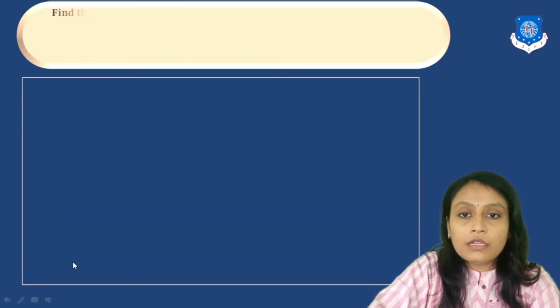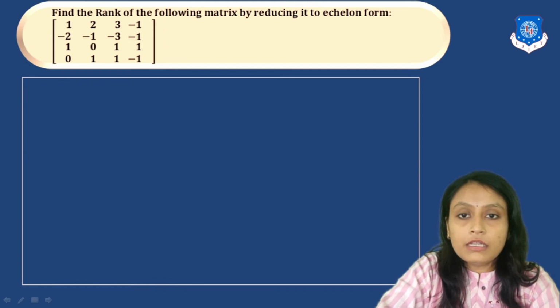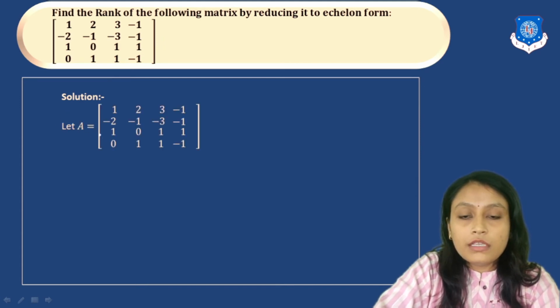Okay. Now, let's begin with another example. Find the rank of a matrix. This matrix is given. So, solution. Here A is given, that is 1, 2, 3, minus 1, minus 2, minus 1, minus 3, minus 1, 1, 0, 1, 1 and 0, 1, 1, minus 1.